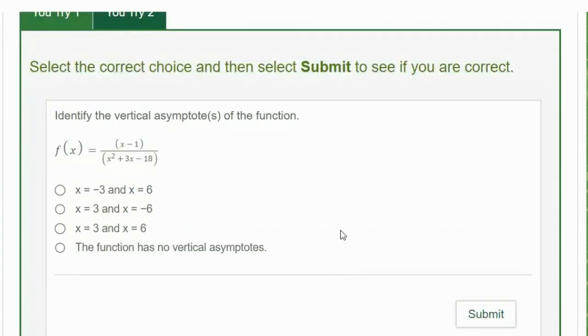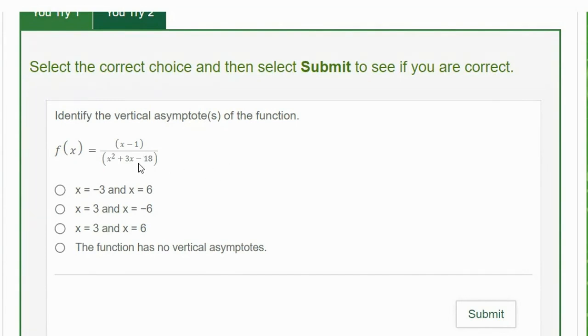See how they give this one. Oh, this one they make you do some work. The vertical asymptote of this function, which means you have to factor this, x squared plus 3x minus 18. And once you find the two factors, do they convert to x equals -3 and +6, +3 and -6, or +3 and +6? Or it doesn't have any vertical asymptotes? Okay, I think we can eliminate that last one. This one has vertical asymptotes because there's going to be some value of x, or two values of x, that'll make that 0.